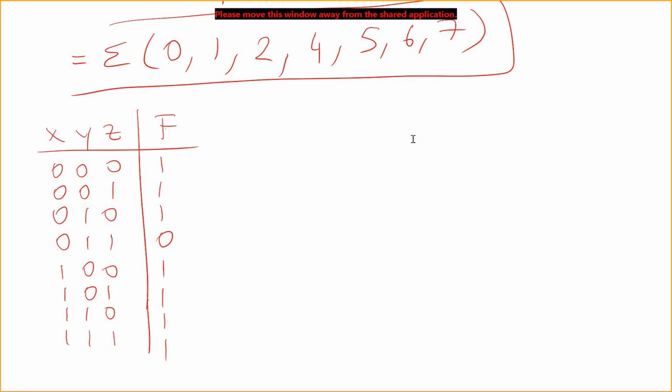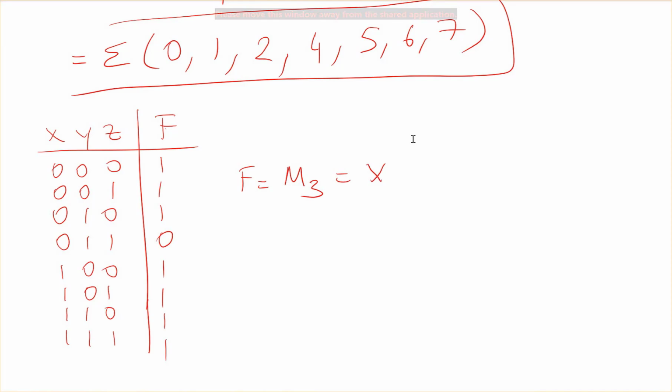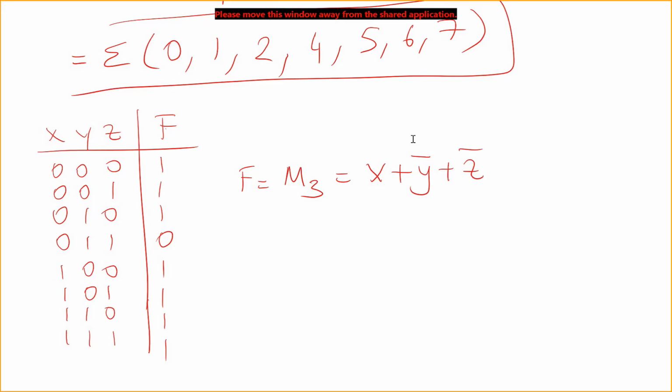So we could have also written this using Maxterm. F is equal to Maxterm 3, right? It is x or y' or z'. So as you see, the minterm representation is the NOT of the Maxterm representation, right?